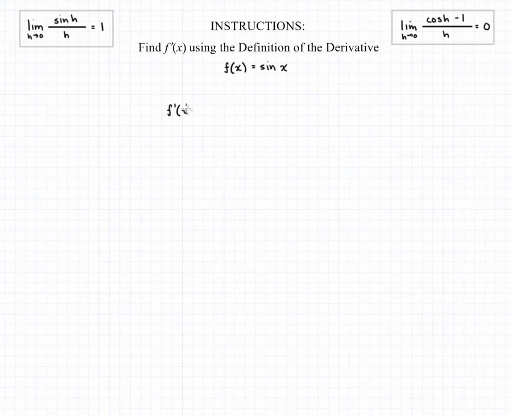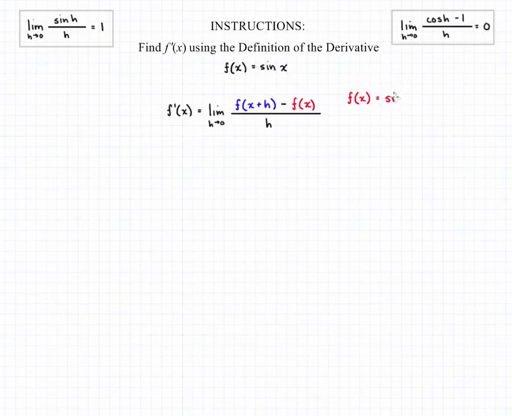In order to find this derivative, we're going to begin by writing out the definition of the derivative. And that is the limit as h approaches 0 of f of x plus h minus f of x, and all of that over h. What we're looking for are these two pieces to plug into our formula.